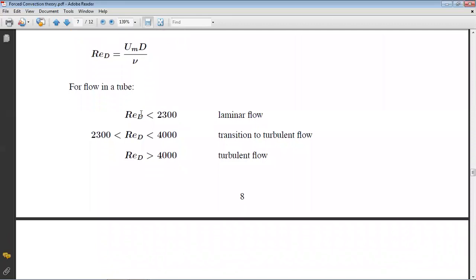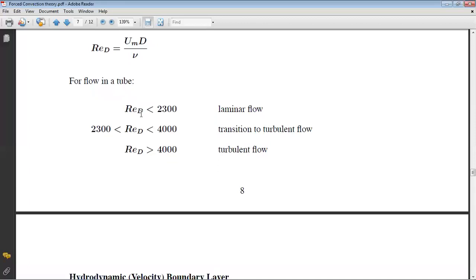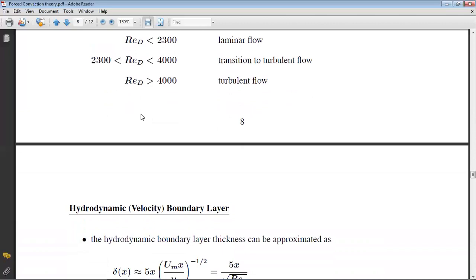We have seen the Reynolds number for pipe flow. If it is less than 2300, it is laminar. If it is between 2300 to 4000, it is transition. If it is more than 4000, it is turbulent.